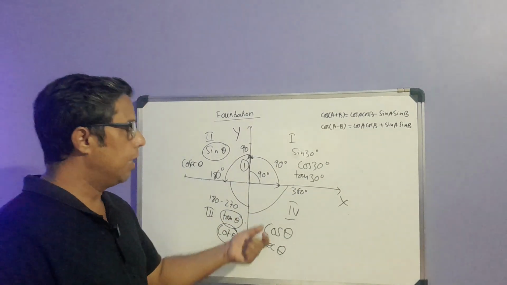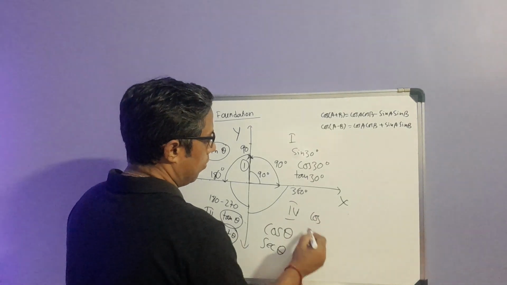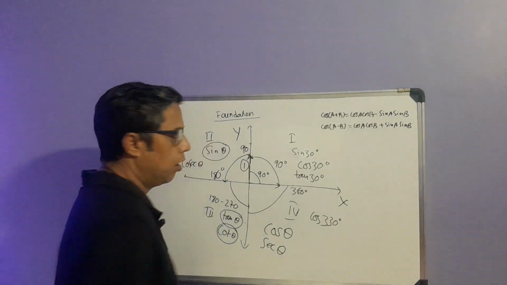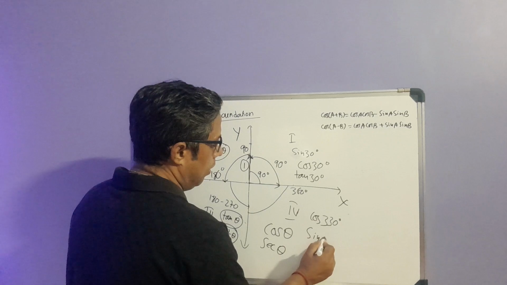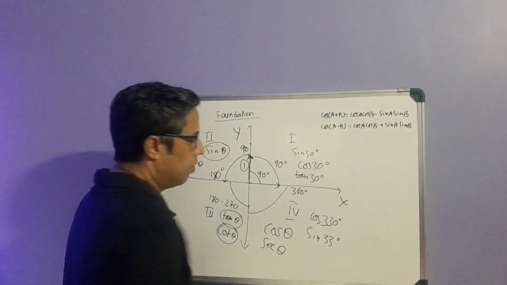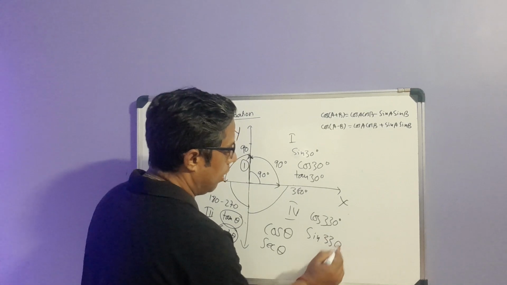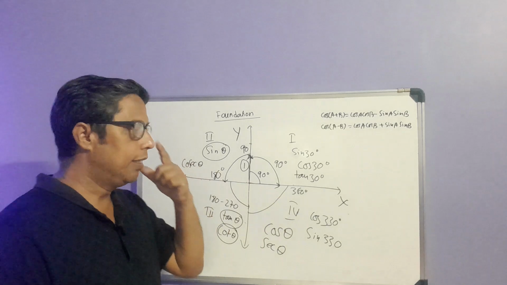In the fourth quadrant, let's say we take the value of cos 330 degrees. It will be positive. Now if I measure sine 330 degrees, this will be negative. Fine. Now, how are we measuring the angle theta?